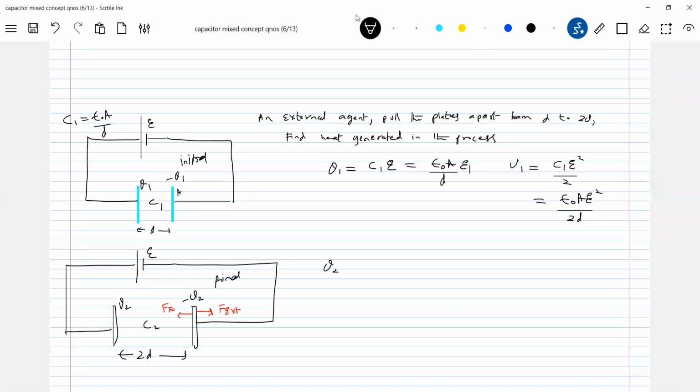Similarly, what is the charge? Q2 equal to C2 into E. Because what is the separation? C2 is equal to how much? C2 equal to epsilon naught A by 2d. So the final energy will be C2 E square by 2, so that 2 into 2d will become 4d. Look, the energy in the capacitor got decreased, no?